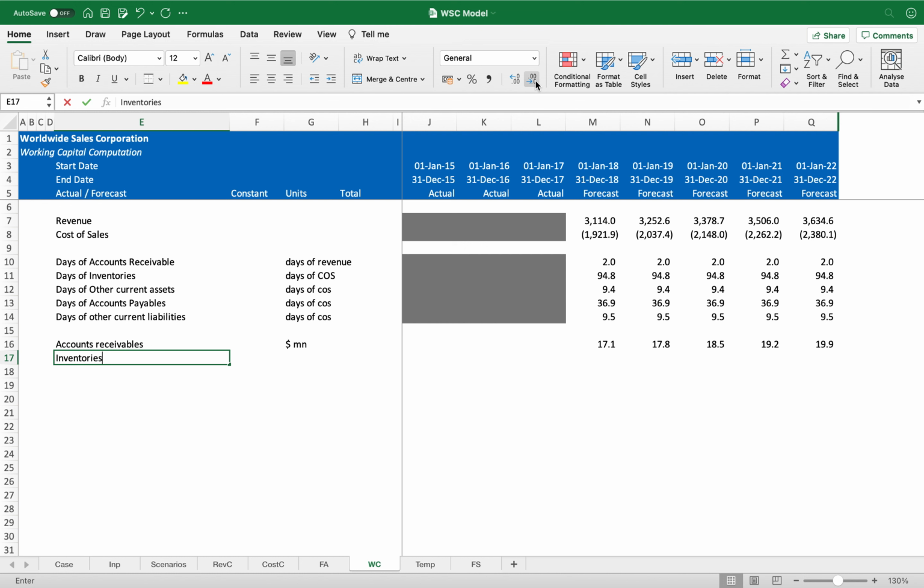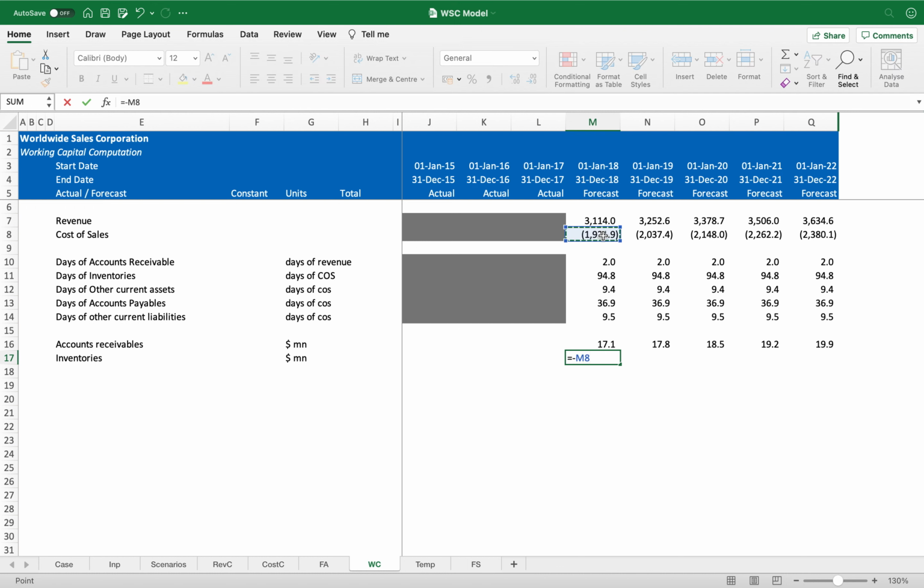Similarly, let's find out the amounts for inventories in millions of dollars. Again, the base should be cost of sales now. Cost of sales multiplied by 94.8 days divided by 365. Now you might be wondering, why am I again and again writing down 365 when in the first session, when we were talking about modeling and attributes of good modeling, we said minimum hard coding. So very good. This should be avoided.